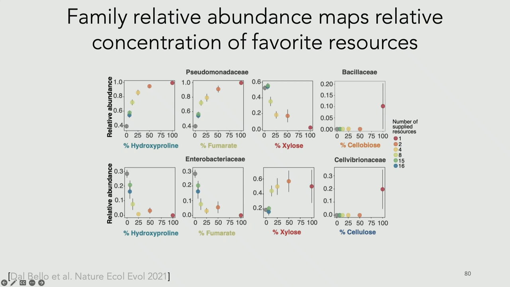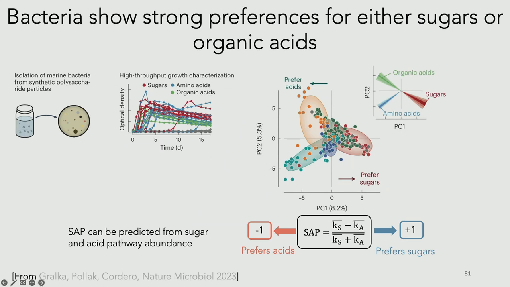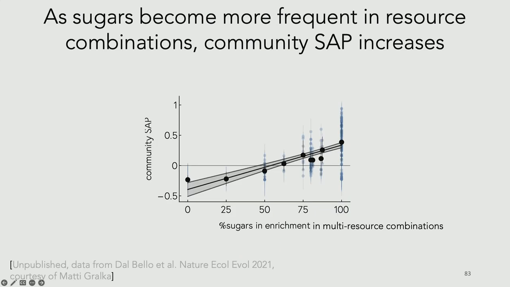Okay, but then this begs the question. We know that bacteria show strong preferences for either sugars or organic acids, and we saw this before, right? I don't have to go through it. Basically, you can assign a sugar acid preference score. It's positive and goes towards one if the species prefers sugars, and it goes towards minus one if it prefers acids, depending on the abundance of pathways for sugars and for acids. And since this SAP can be predicted from sugar acid pathway abundance in the genomes, I chatted with Matti, and we said maybe we can look into it in my communities.